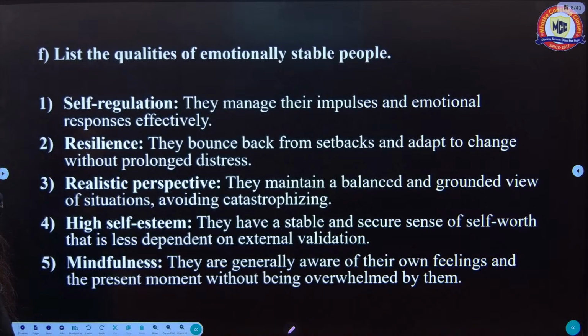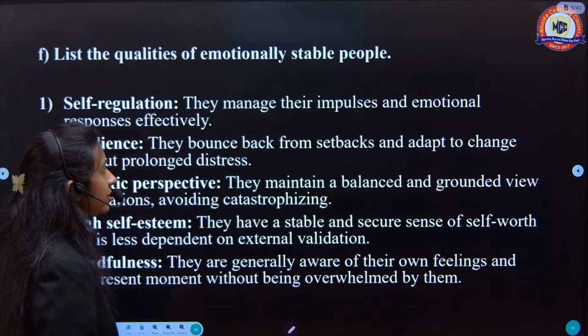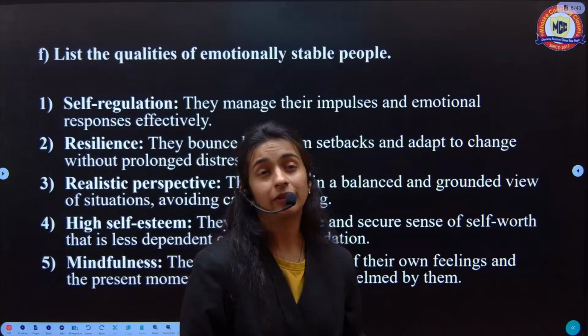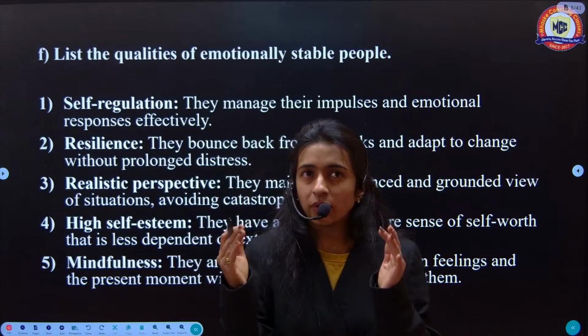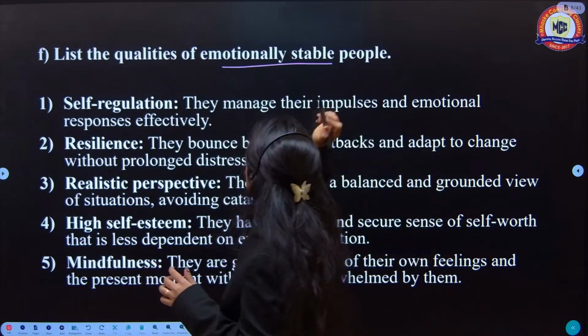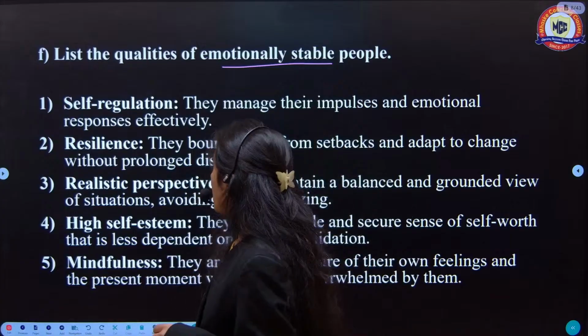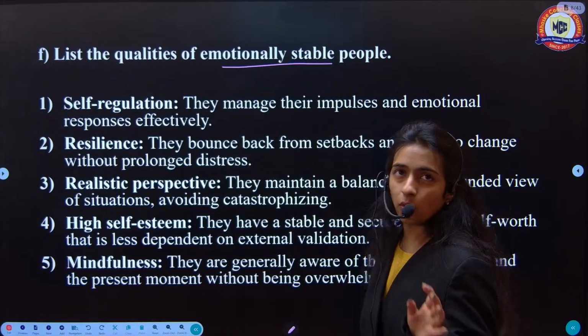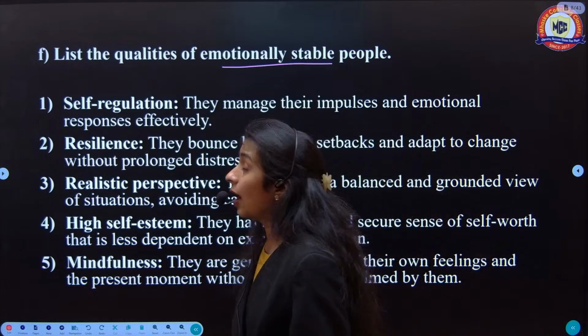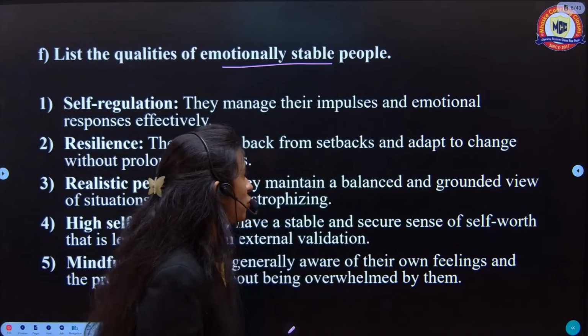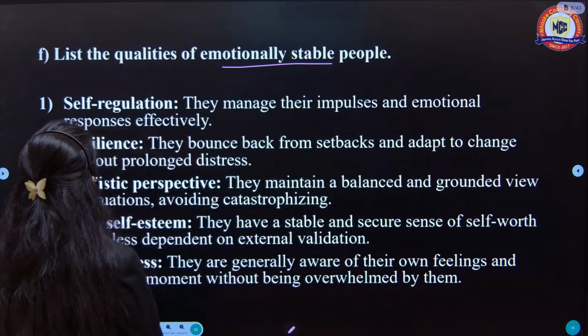Okay, last question of the day. List the qualities of an emotionally stable person. Oh, really important. So for maturity, you need to be emotionally stable. Okay. So self-regulation, we already discussed this point. How to control, how to manage your emotions is all about self-regulation.